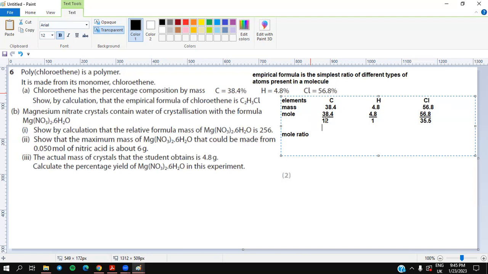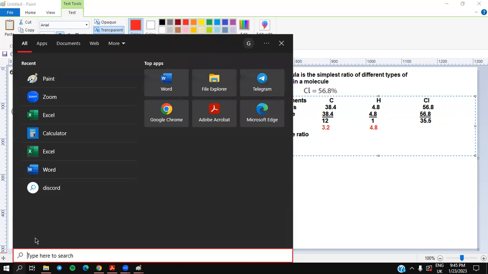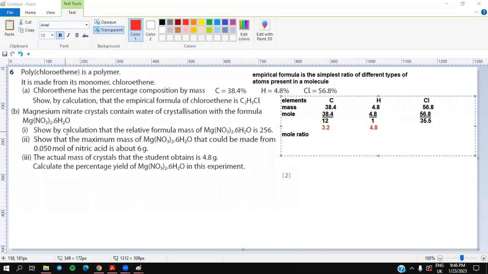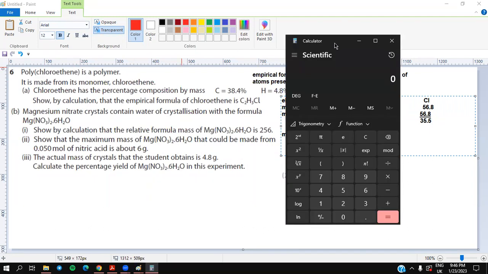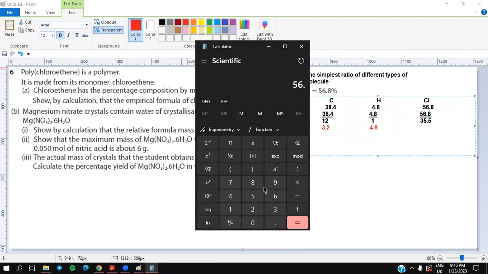Now we divide mass by molar mass to get the number of moles. I will write it in red. When you divide 38.4 by 12, you can use the calculator. Here we have 3.2. 4.8 divided by 1 is 4.8. And 56.8 divided by 35.5, we can do with the calculator. The answer is 1.6.